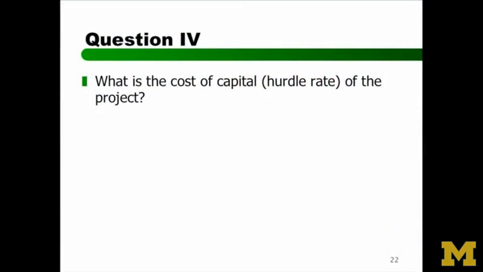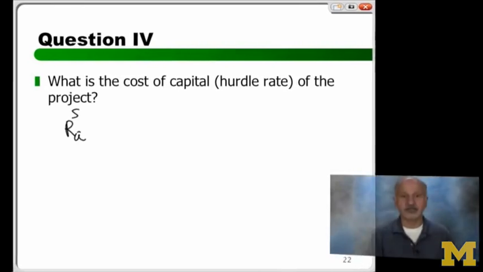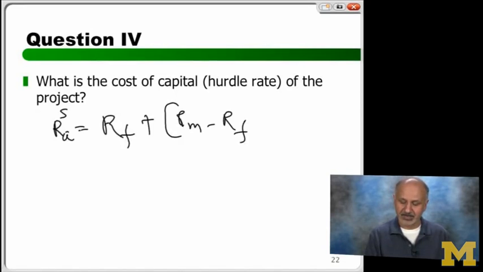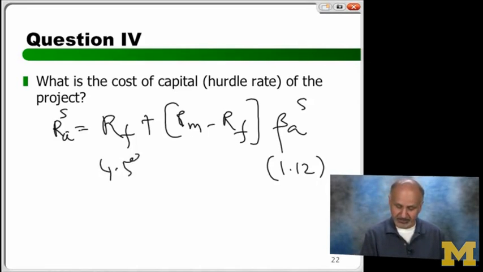Cost of capital. Turns out, you know how to do that. R_A of the software business is equal to what? R_F, what equation am I writing? CAPM: plus (R_M minus R_F) times beta asset of the software business. You see how cool this is? I know this is 1.12. But I know this is 4.5. And how much is this?